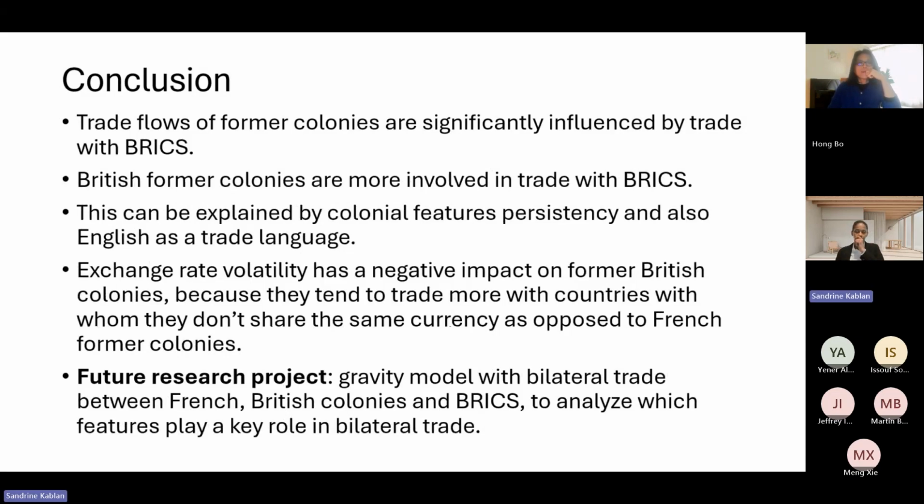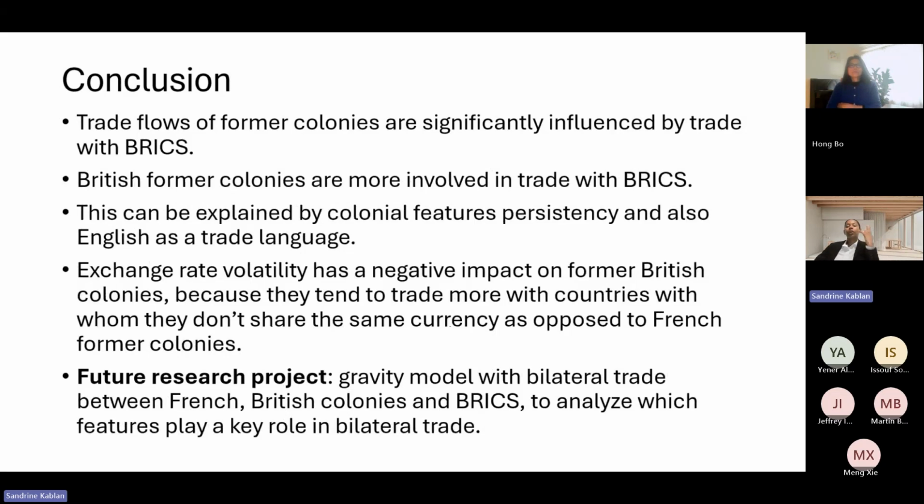Now conclude the study, the paper. I will conclude the paper by raising three main results. Trade flows of former colonies are significantly influenced. They have increased because of the increase of trade with BRICS. So we can see it's a striking feature of international trade. Trading with BRICS has a positive impact on trade flows of former colonies.